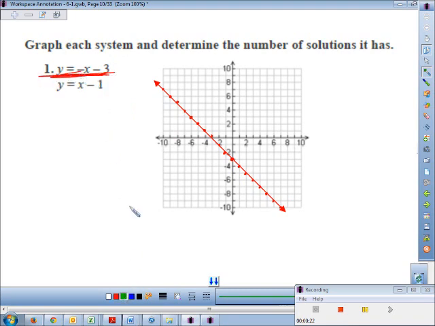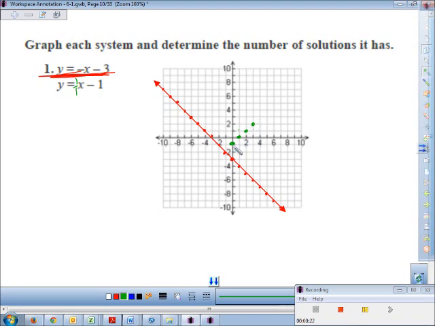Our job is to graph the other line also and see if these intersect in one place, no places, or every place. So it's also in slope-intercept form. Y-intercept of -1, which is right there, and the slope is 1/1. So I'd rise 1, run 1, rise 1, run 1, rise 1, run 1.